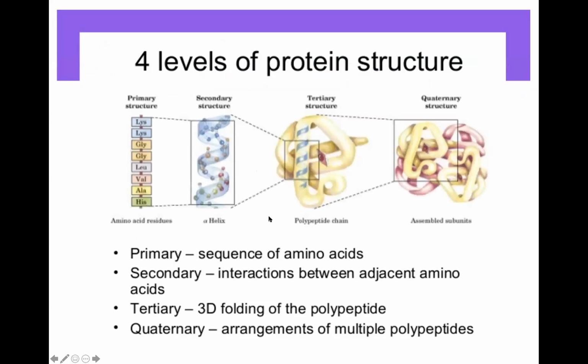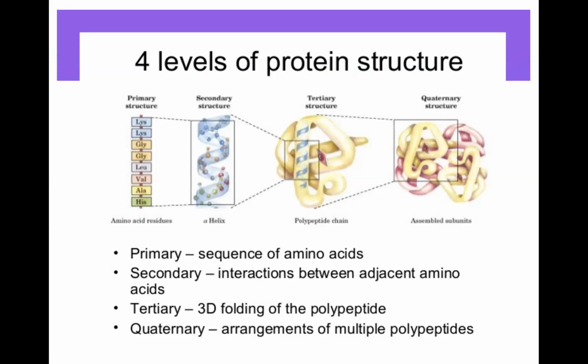So when these amino acids join together and the protein is made, they can arrange in different structures. There are 4 different levels of protein structure. Jot these down really quickly: primary structure, secondary structure, tertiary structure, and quaternary structure.